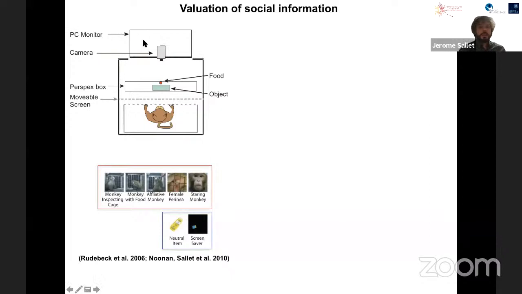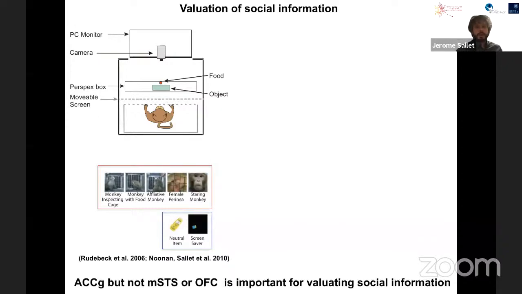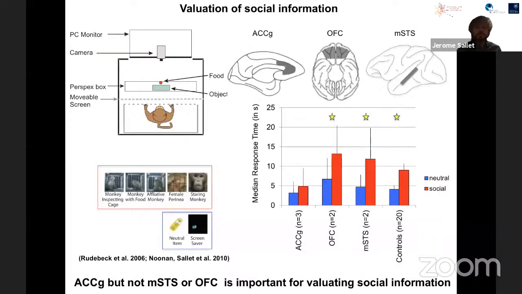The idea is that the more valuable the object or the video is, the longer it will take for the animal to reach the piece of food. Here we looked at social videos versus neutral videos or neutral objects.